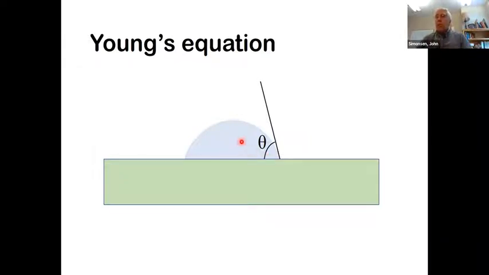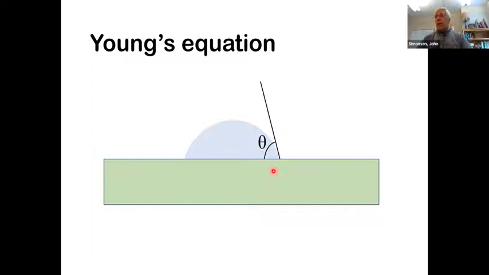And from this situation, we can derive an equation called Young's equation. Young's equation relates the contact angle to the surface energy. The reason it's so important is that measuring contact angle is one way to measure the surface energy.